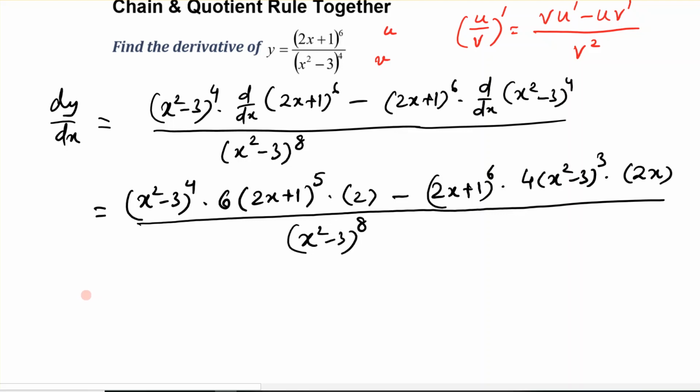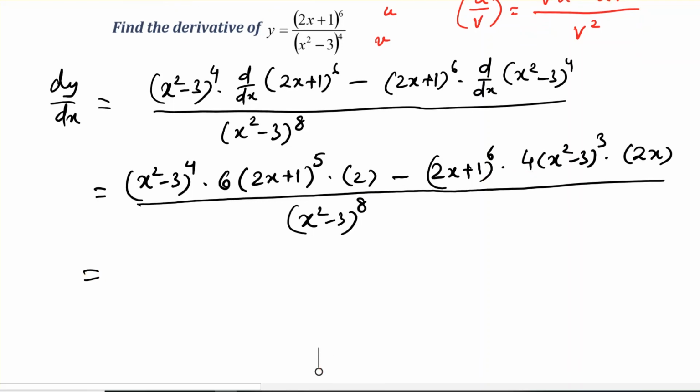So take the common factors out. In this case, we have 12 here and 8 here, so we have 4 as a common factor out. Also we have 4 copies of x square minus 3 here and 3 copies here, so we can take x square minus 3 cubed out. And then 2x plus 1, 5 and 6 copies, so we can take 5 copies out.